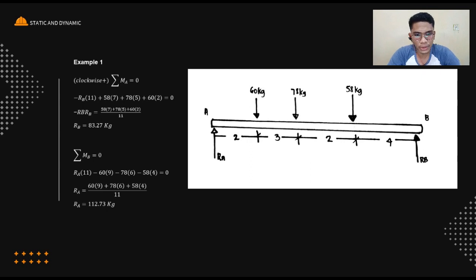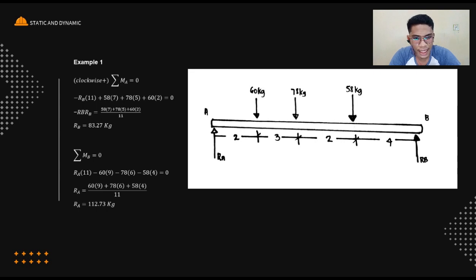So, kung mapapansin po natin, si RA ay mag-move pa-clockwise papunta po kay point B, at si 60, 78 at 58 ay mag-move naman po pa-counterclockwise, kaya magiging negative po sila dito sa ating mga equation. So, RA multiplied by 11, which is the moment arm, 2 plus 3 plus 2 plus 4 nga po, and then minus 60 multiplied by 9. Bali, naging 3 plus 2 is 5 plus 4 is equals to 9. Kaya yun po yung naging moment arm ni 60.